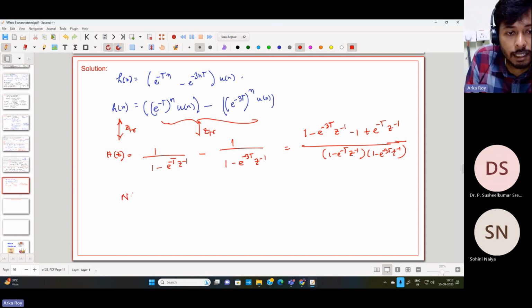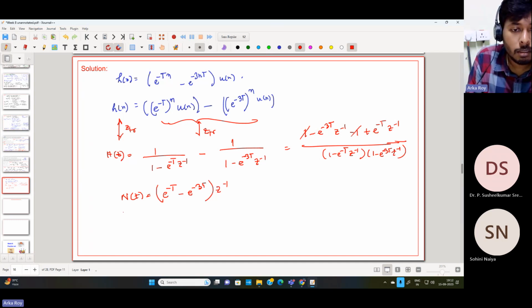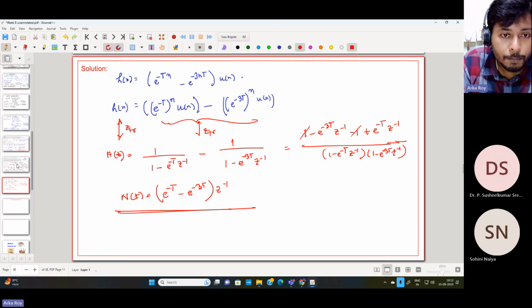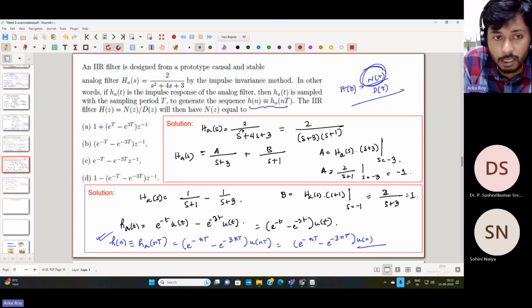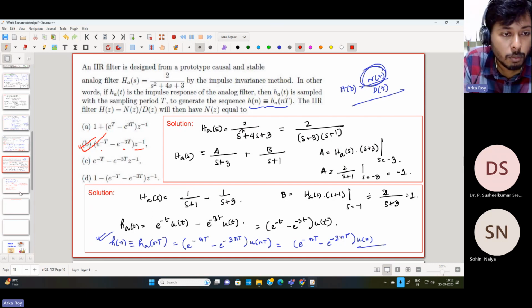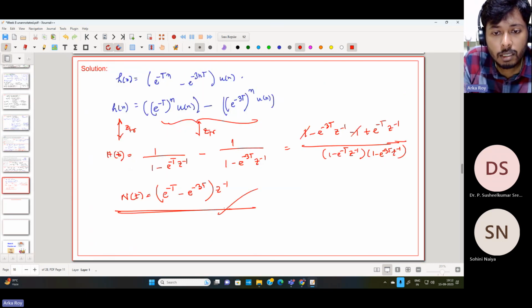So N(z), or the numerator part, will effectively reduce to e to the power minus T minus e to the power minus 3T, and these two are joined to multiply with z to the power minus 1. So this is what N(z) will look like. It is basically option B, e to the power minus T minus e to the power minus 3T, multiplied with z to the power minus 1. So over here, the final answer is option D.